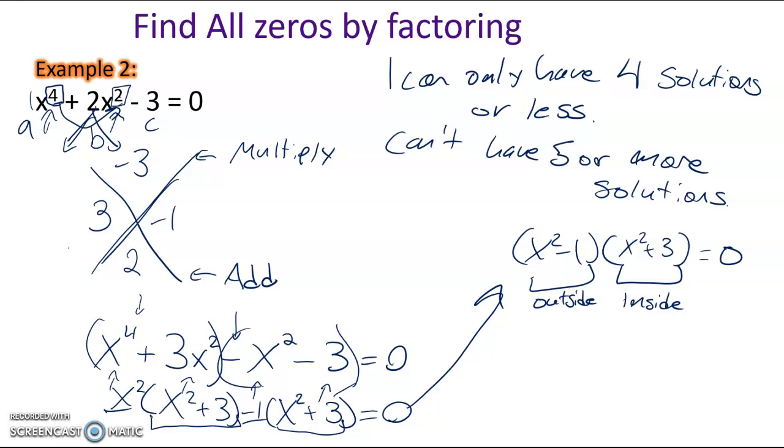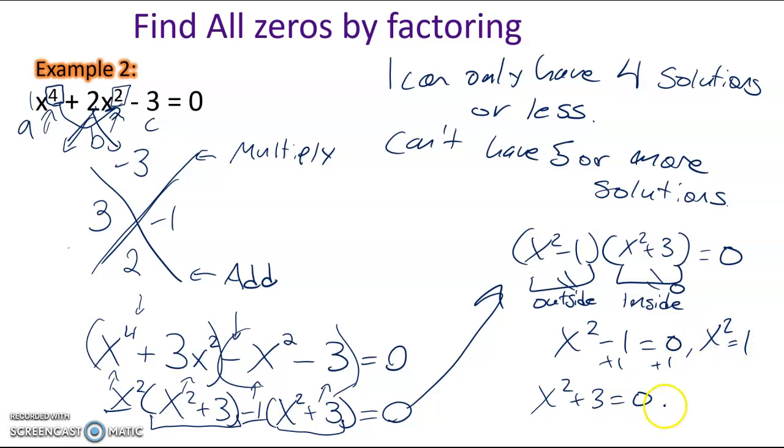And then from there, what I do is I go ahead and set these equal to 0. Set all these individual equations equal to 0. x squared minus 1 equals 0. And x squared plus 3 equals 0. All right. I'm going to add and subtract to each side. I get x squared equals 1. This one right here is just going to be x squared equals -3.